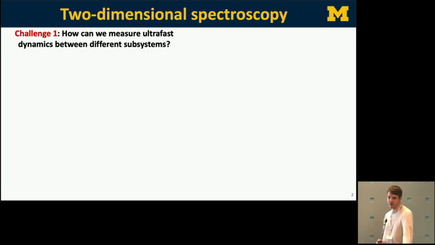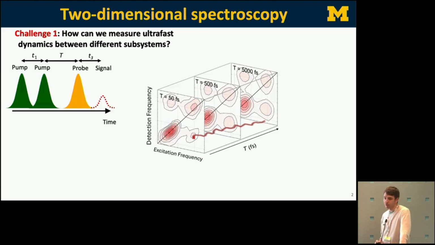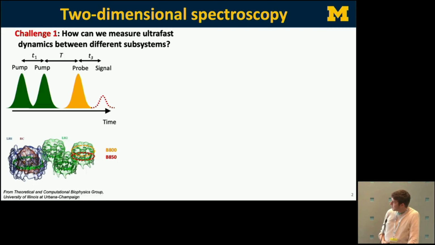So we need some kind of method that allows us to track these very fast energy transfer processes. And what we do is we use 2D spectroscopy. We shoot a bunch of laser pulses on our system, and then you get a 2D correlation map that correlates excitation frequency with detection frequency over a time delay. So for example, we can look at this purple bacteria, and then we get 2D maps like that.